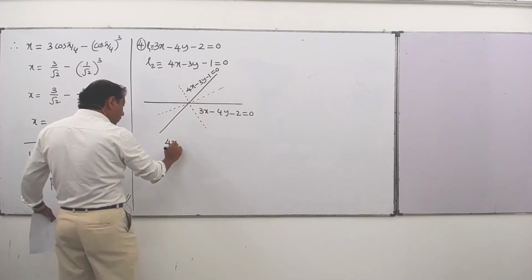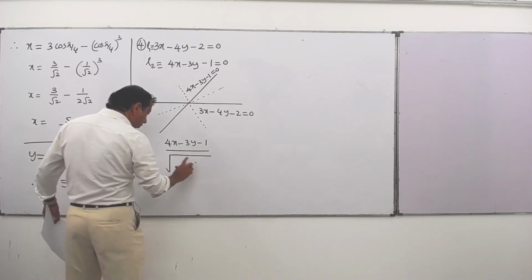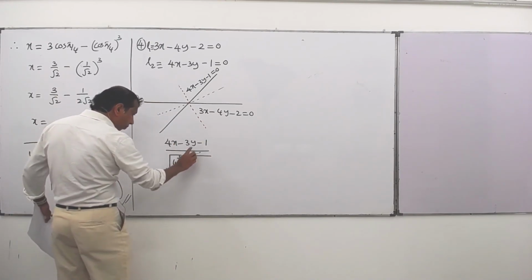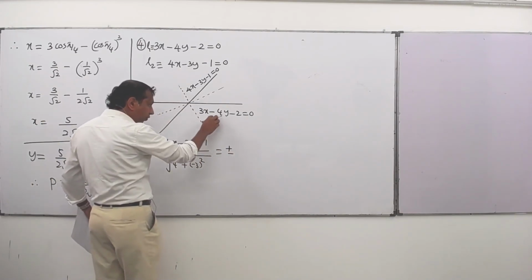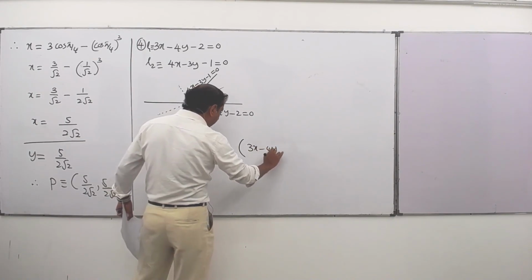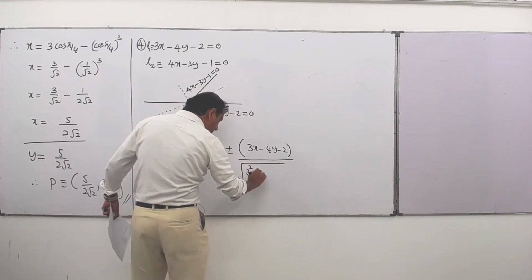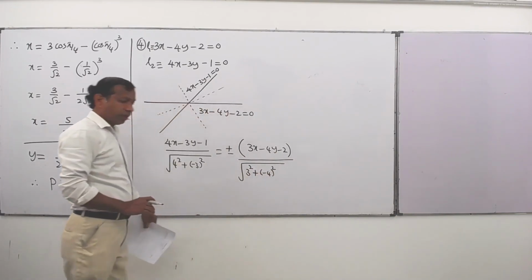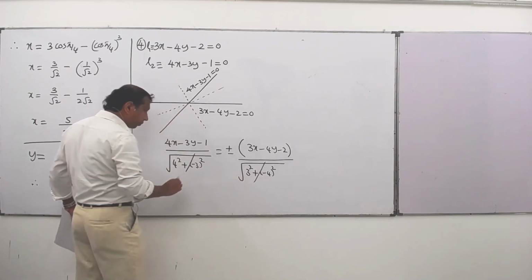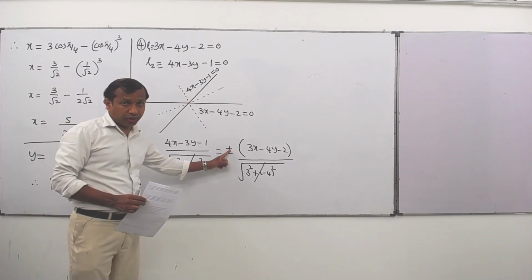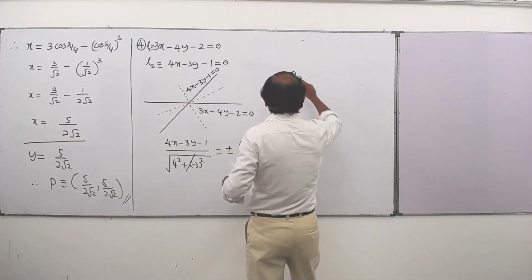This equation: 4x minus 3y minus 1 divided by square root of x coefficient squared plus y coefficient squared equals plus or minus the same thing we write for the other, 3x minus 4y minus 2 divided by square root of x coefficient squared plus y coefficient squared. These two are equal, no, people? Here 25, 5, this also 25, 5, so you can cancel these two down. Then taking the plus sign, we get one equation of these two bisectors, and by the minus sign we get the other equation, understood, right?